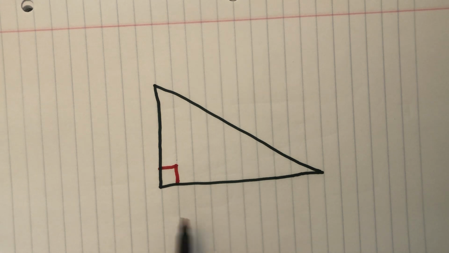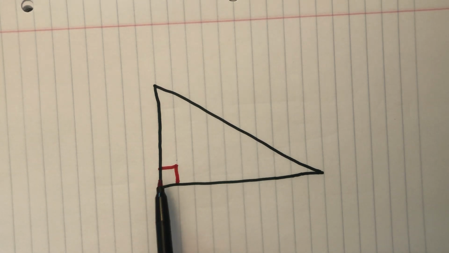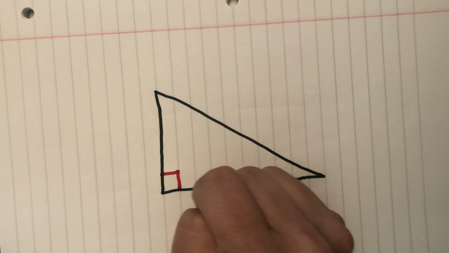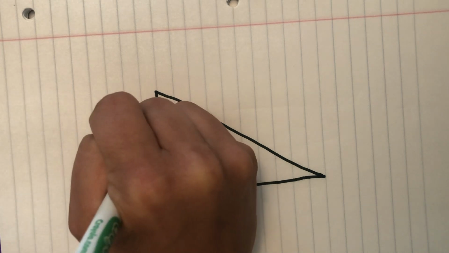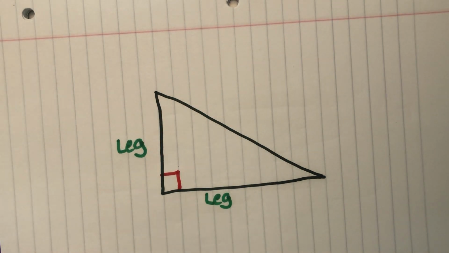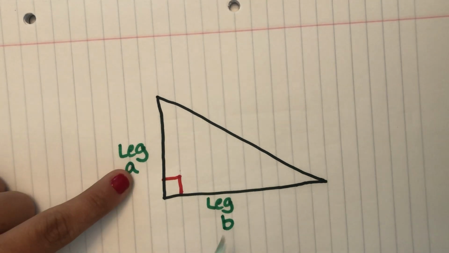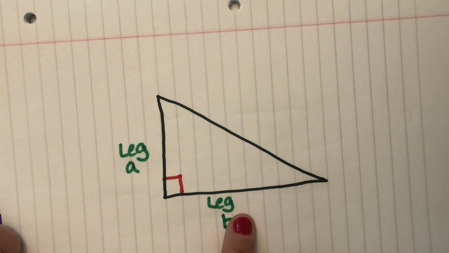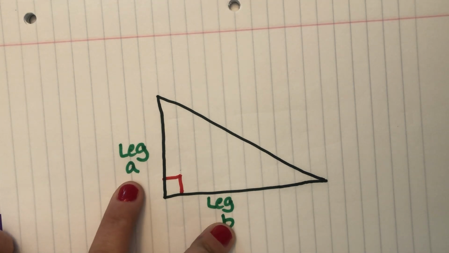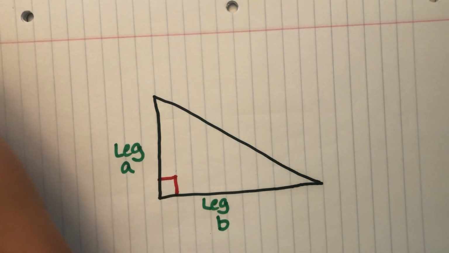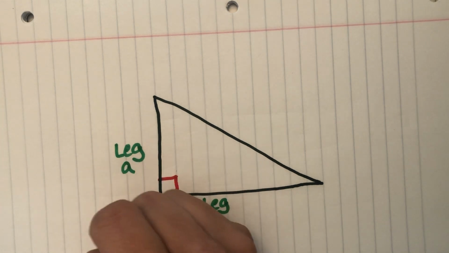On a right triangle, the two sides that make this 90-degree angle are called the legs. So this side and this side make up this angle. This is a leg and this is a leg. We also call these side A and side B. So we could flip these around. This could be side B and this could be side A, as long as A and B are the legs. This is our 90-degree angle, our right angle.